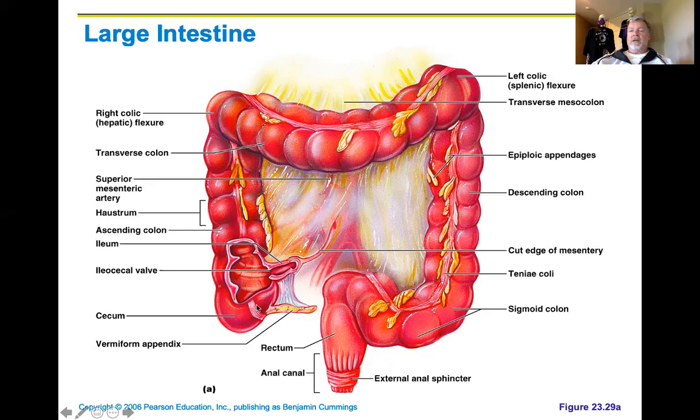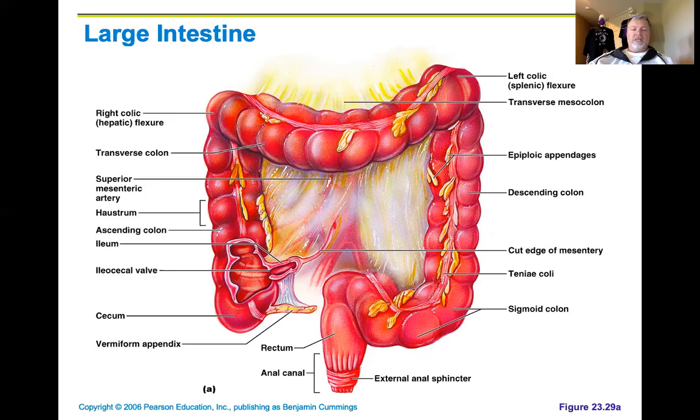Remember when I was talking about the small intestine, it dumps into the cecum by way of the ileocecal valve, because in the small intestine we come out of the ileum. So here's the ileum here. We go through the ileocecal valve, which is right here, and we dump into the cecum, which is the first part of the large intestine.